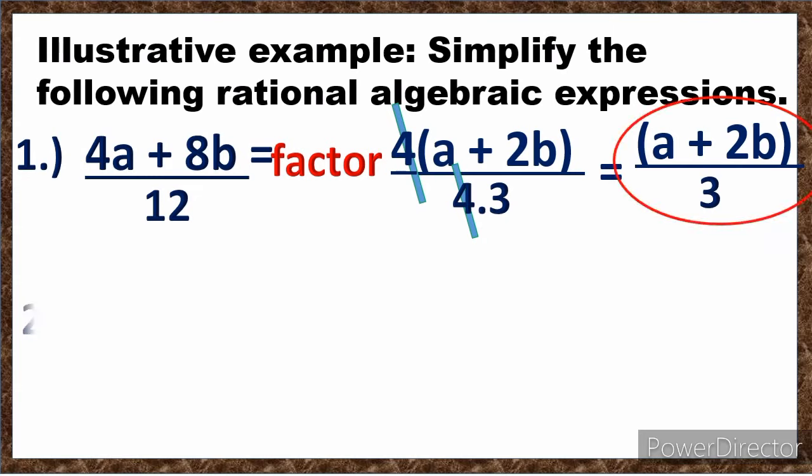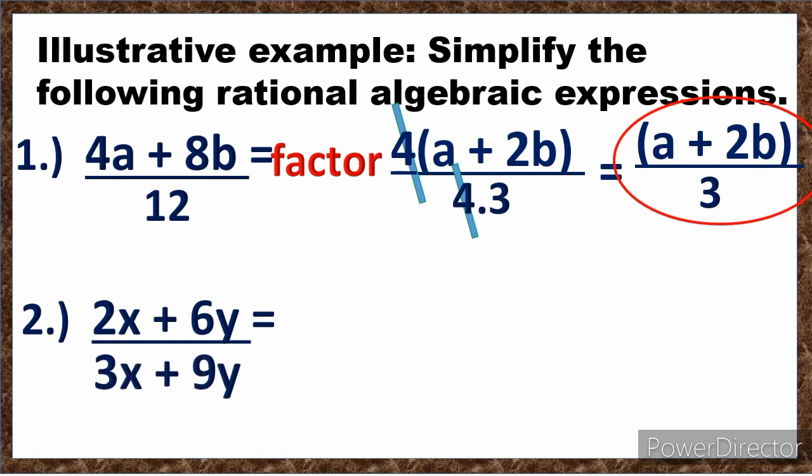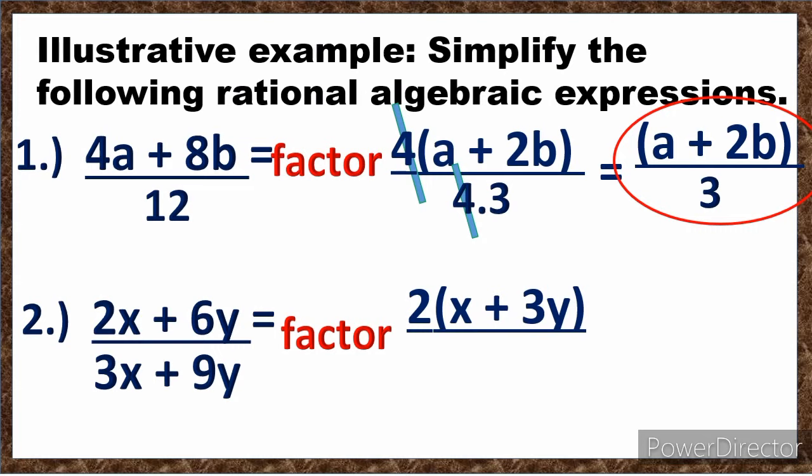Next, let's have another example, number 2. 2x plus 6y over 3x plus 9y. Again, we're going to factor both numerator and denominator. In this example, we're going to use the factoring of greatest common monomial factor. The common factor of 2 and 6 is 2, so we factor out 2. 2x divided by 2 is x, and 6y divided by 2 is 3y.